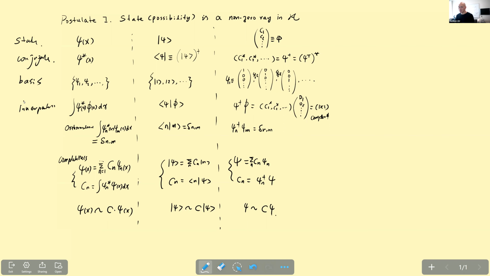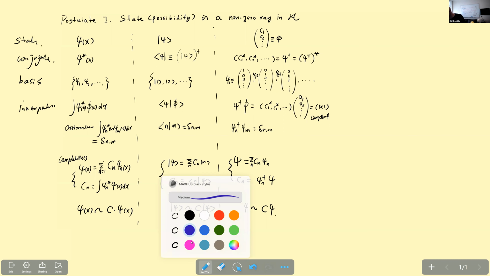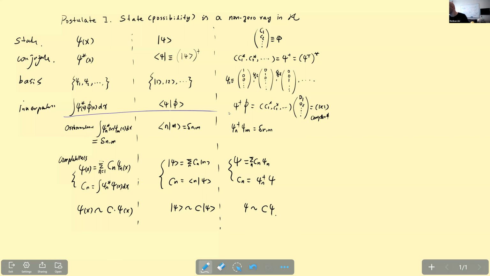Okay. Let me say a few words about this inner product, the physical meaning of this inner product. Okay, like this one. So the physical meaning. So this one is just basically the probability amplitude of finding the possibility aside.